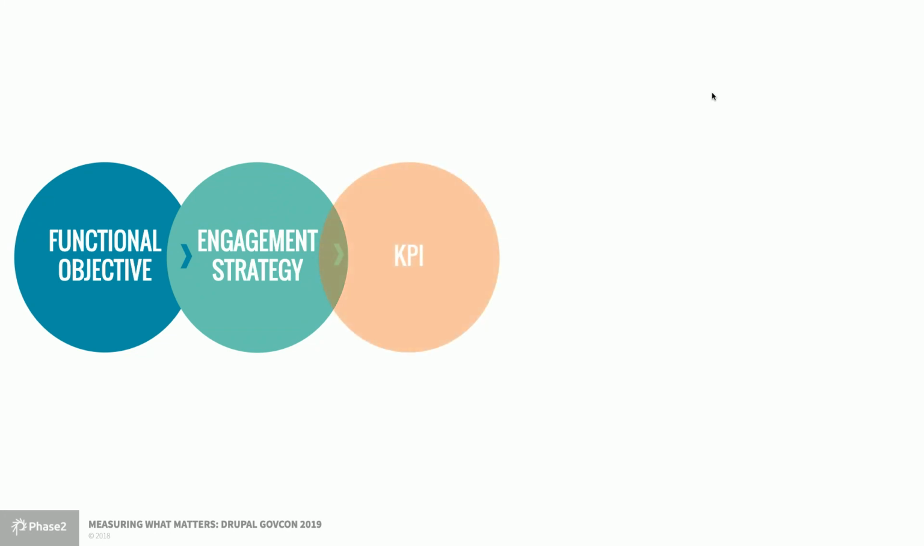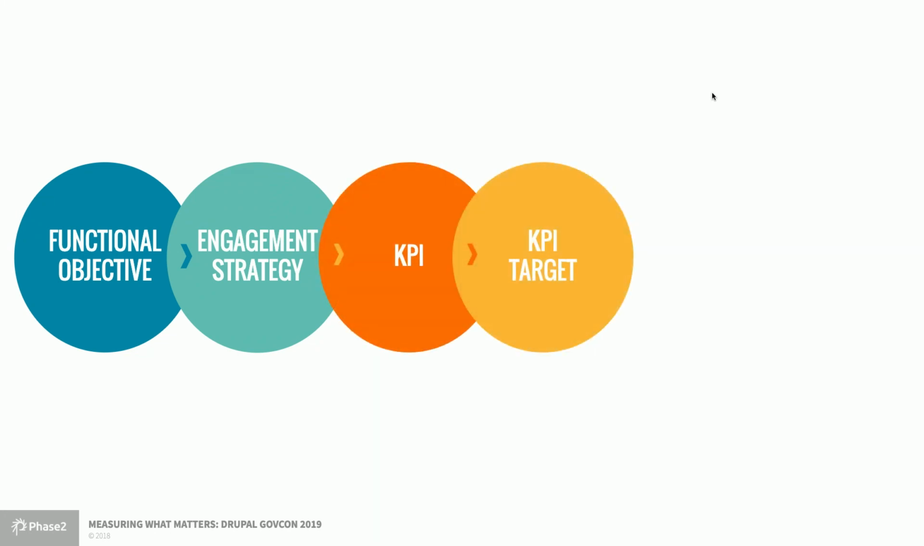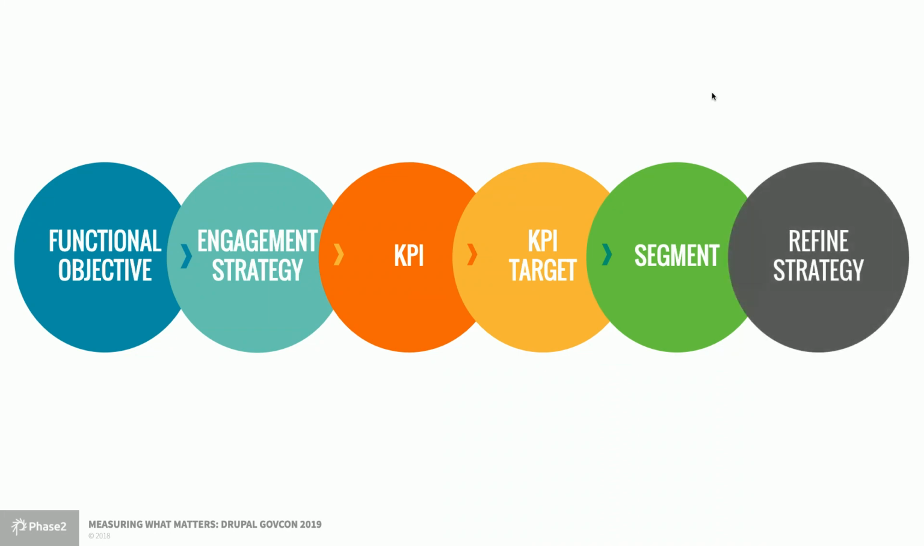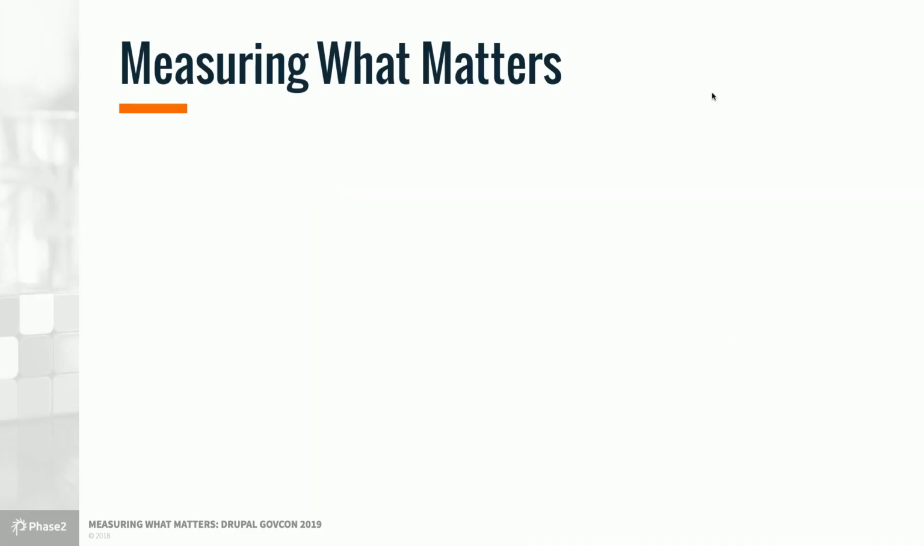You think about your engagement strategies, your KPIs, what you want your targets to be, and how you segment your audiences, and then use all that information to refine your strategy. Let me dig into each of those a little bit more. I'll show you this strategy in a little more detail, this way of thinking, and I'll walk through 3 examples that might be useful for folks, especially here at the institutes.